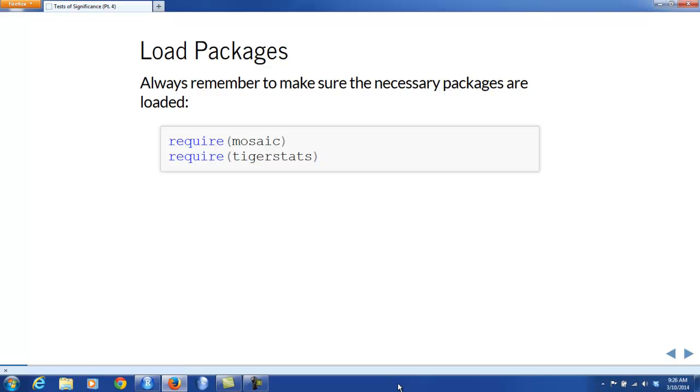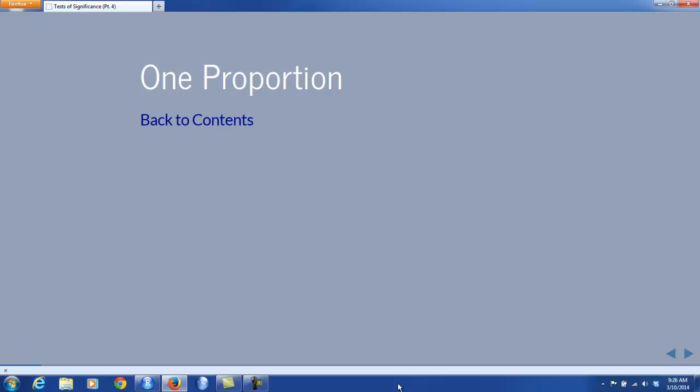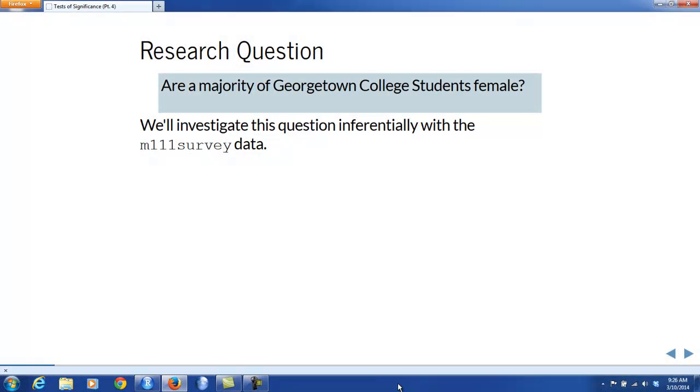Always remember to make sure that the necessary packages are loaded. First, let's talk about the test for one proportion that's going to be based on the normal curve approximation. Say we have this research question: are a majority of Georgetown College students female? We'll investigate this question inferentially with the Math 111 survey data.